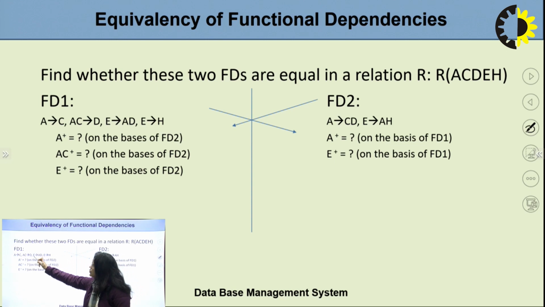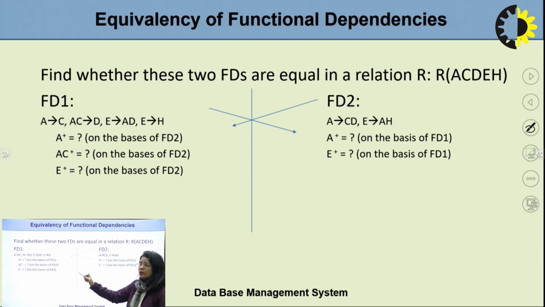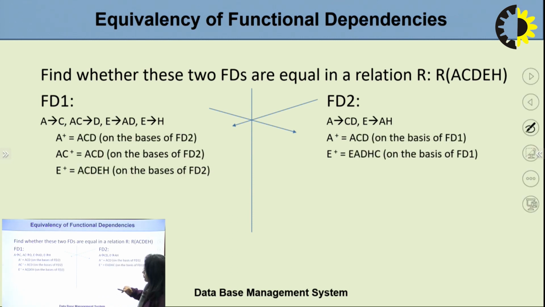Okay, we are given two functional dependency sets. Now we need to find out the equivalence of both. So what will be the process? For functional dependency set FD1, we will take the right hand side and calculate the closures A plus, AC plus, E plus, right? Now this closure will not be found with FD1. We will find these closures through the functional dependency set FD2, and then we'll check what we find.